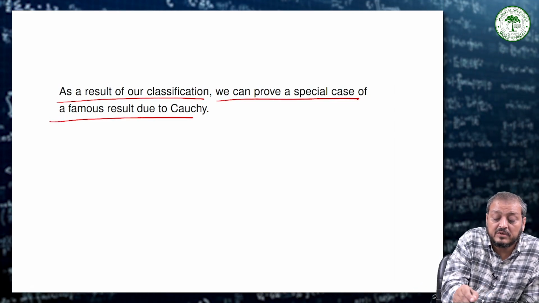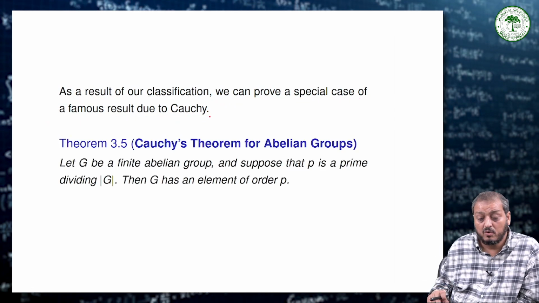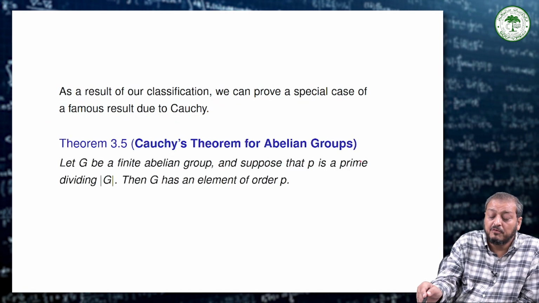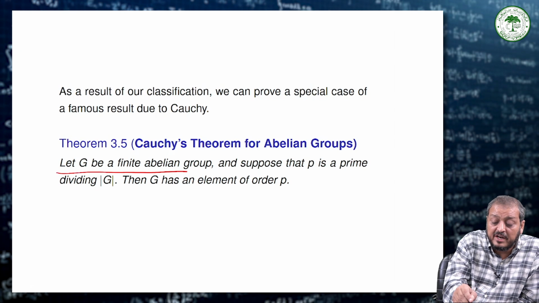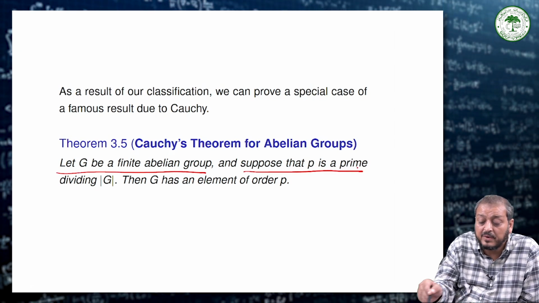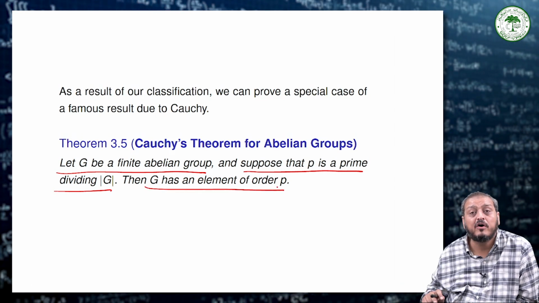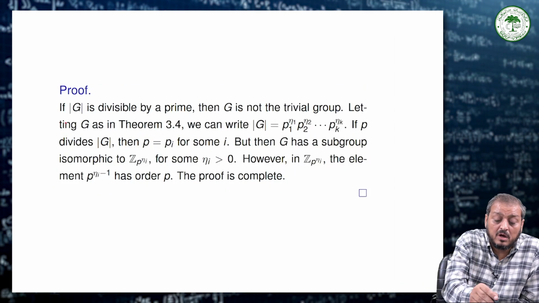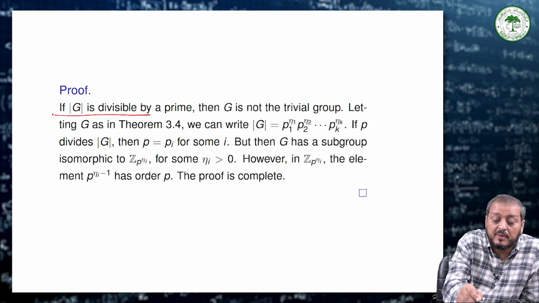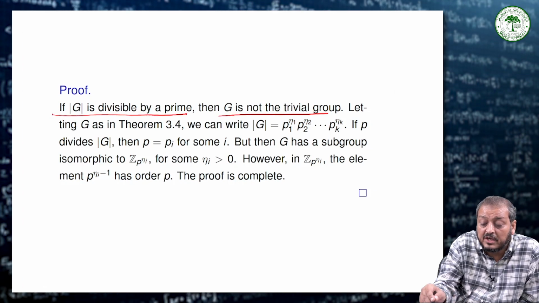And then one more. As a result of our classification, we can prove a special case of a famous result due to Cauchy. Cauchy's theorem for abelian groups says: let G be a finite abelian group, and suppose p is a prime dividing the order of G, then G has an element of order p. So, assuming that the order of G is divisible by a prime, G is not a trivial group.